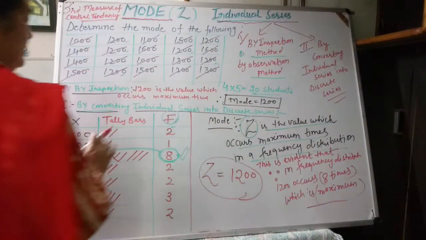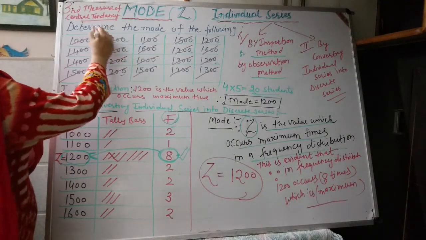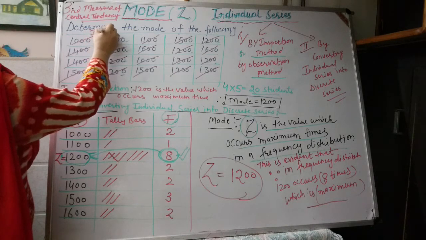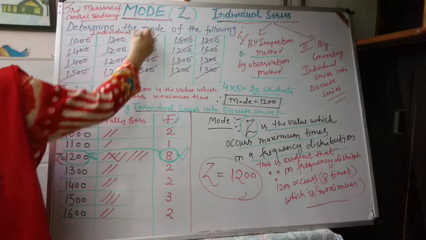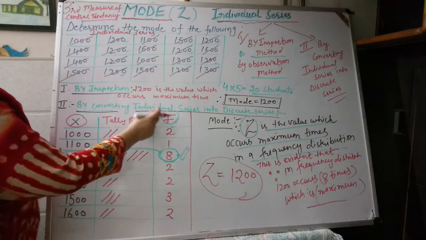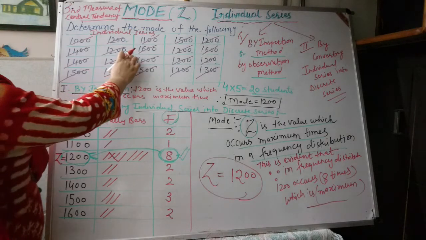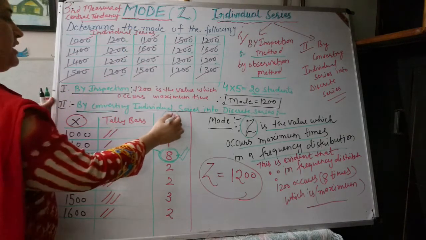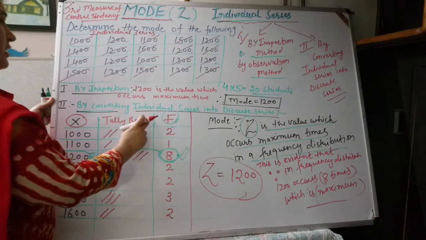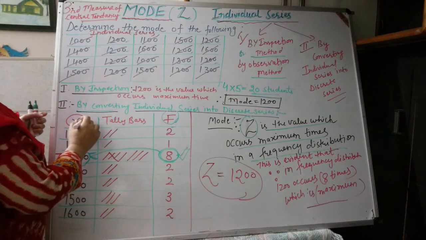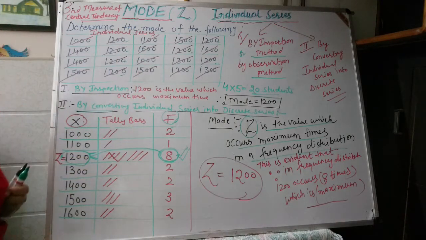So we have proved, we have converted this individual series into discrete series. Here frequency is not given, and we have found out the frequency with the help of this given distribution. Then it means we have converted this given data into a discrete series.